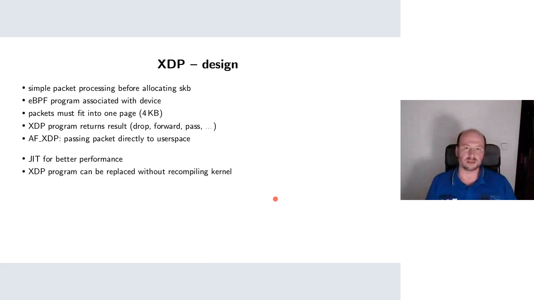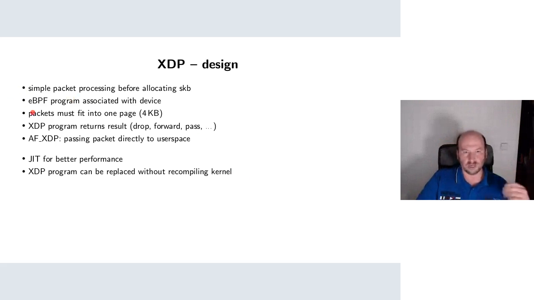So the design of XDP is that we have a framework for simple packet processing at the very low level, at the driver, even before we allocate the SKB structures I talked about in the beginning. So we can save a lot of effort for packets which do not actually need it. A typical use of XDP would be DDoS protection, where we can drop specific packets very quickly and with very high performance.